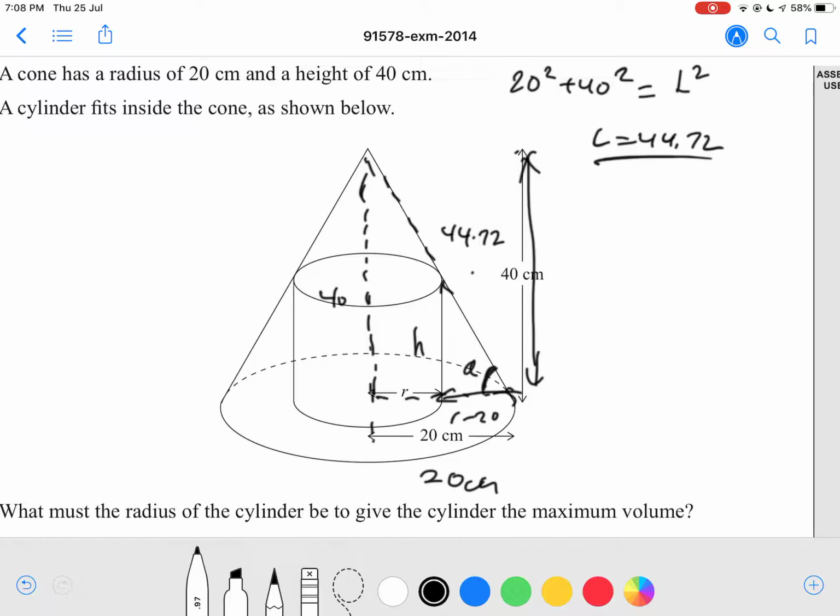No, that is not 40 actually. I realized that I made a mistake. Sorry guys, once again, we're going to draw a line down, but we're going to use 44.72. That's what we're supposed to use. Sorry about that, guys.